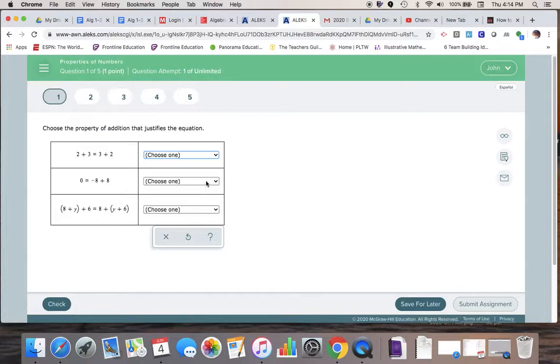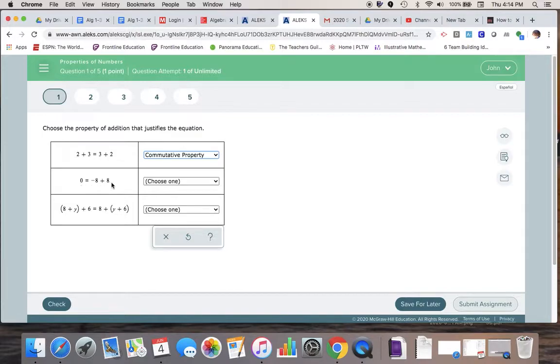All right, so this first one, choose the property of addition that justifies the equation. So 2 plus 3 equals 3 plus 2. Well, that to me looks like they're just changing the order around. So think about change order, CO. So that should be commutative. All right, so let's put that one.